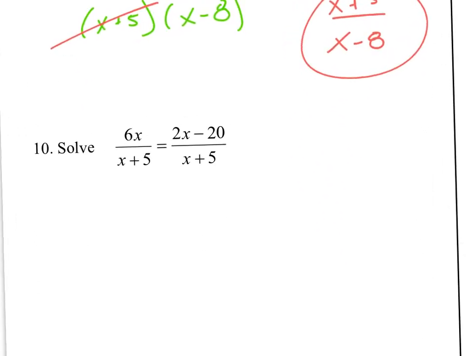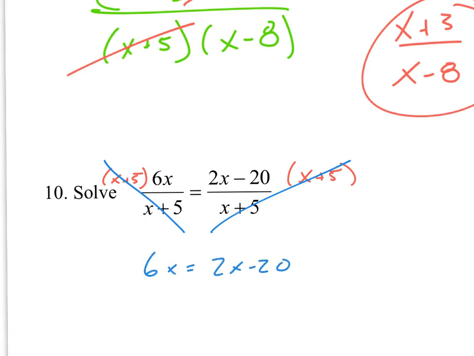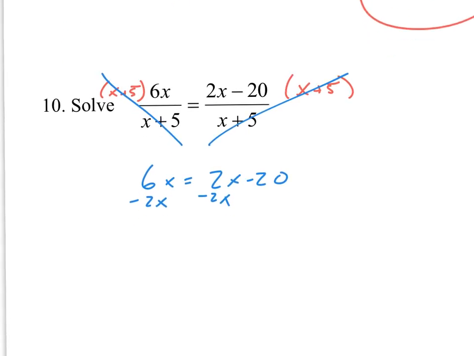Number 10 here, we're going to solve. This one's a lot easier than the other one because we don't have to do anything fancy about the denominators. They're already the same. So what I'm going to do is just multiply both sides by x plus 5. And so whenever we do that, they're going to divide out tops and bottoms here, and you're left with 6x equals 2x minus 20. Put all of our x's on one side, so subtract 2x from both sides.